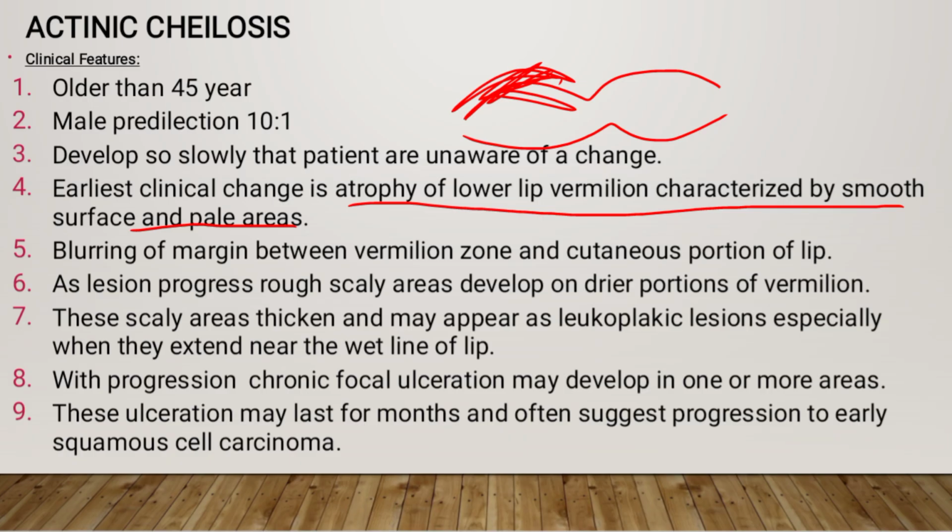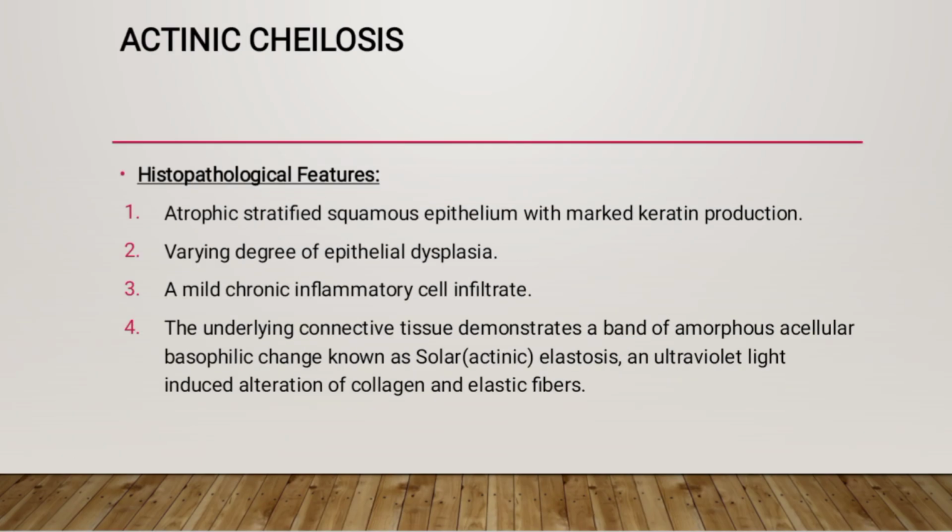So what you have studied is blurring of margins, scaly areas on the dry portion of the vermilion. It can also be leukoplakic when the lesion extends near the wet line, and they can have chronic focal ulcerations. And if it lasts for months, then it is the early form of squamous cell carcinoma.